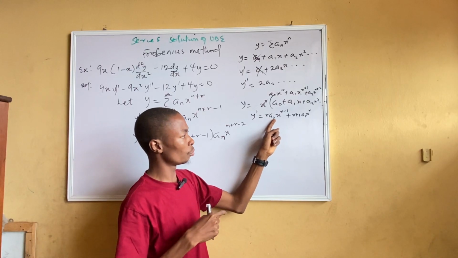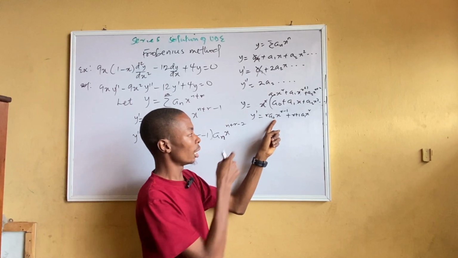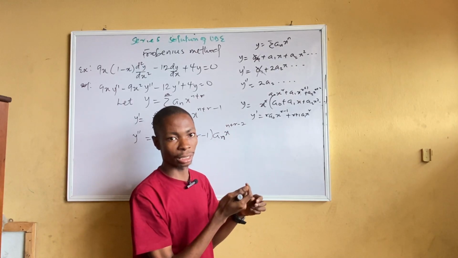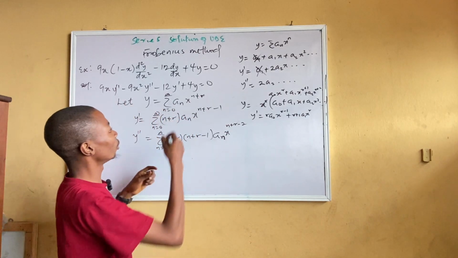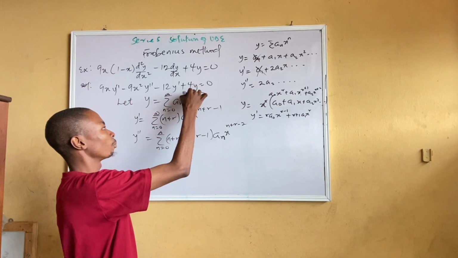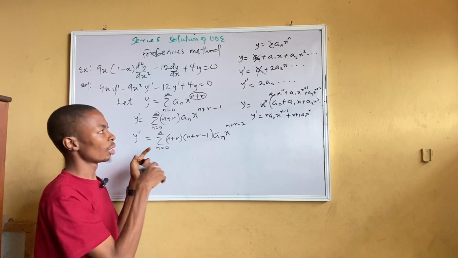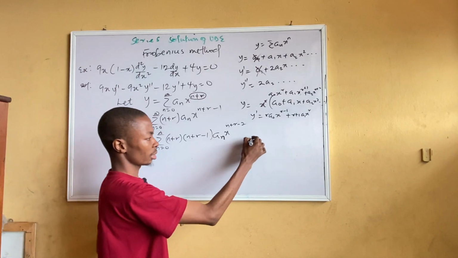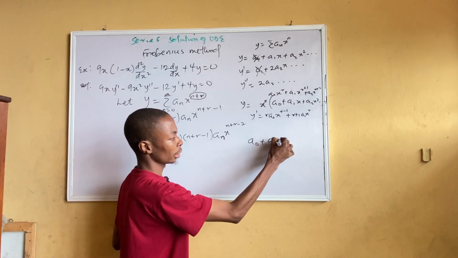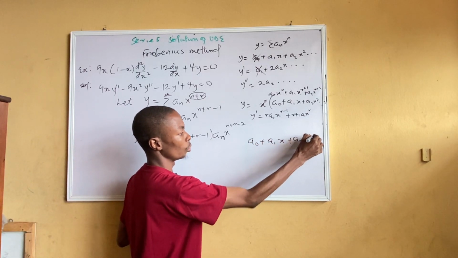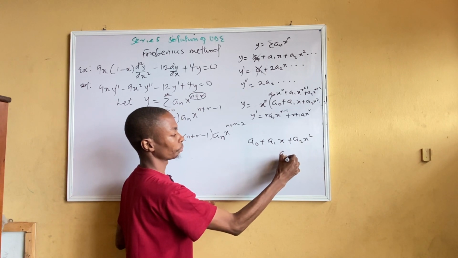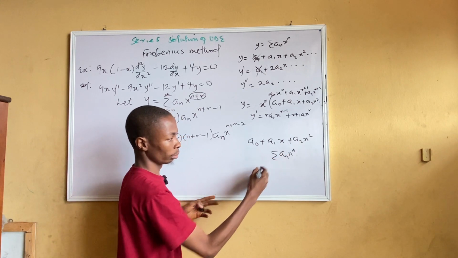If you differentiate with respect to x, that a naught will still be there. If you differentiate again, a naught will be there again. So that is why for the Frobenius method, with the n plus r that you've introduced now, the limit will still start from 0. What I'm saying is, if you have a series a naught, a1x, a2x squared, you know, this is like the summation of a n x to the n.